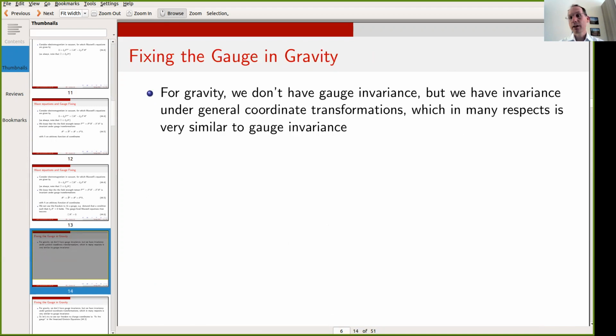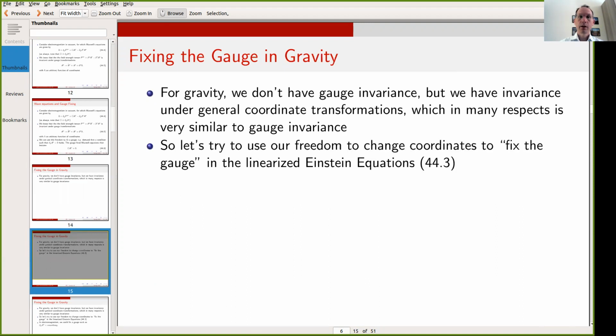For gravity, of course, we don't have gauge invariance, but we have something very, very similar, which is invariance under general coordinate transformations. So we can use this freedom to choose coordinates to fix the gauge such that the linearized Einstein equations, the wave equation that was given in 4D4.3, becomes simpler.